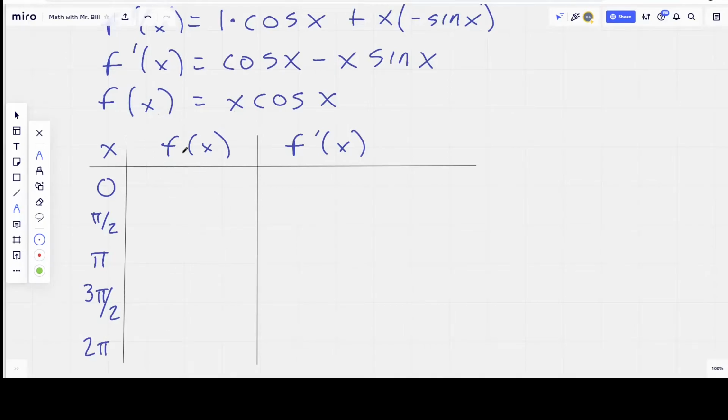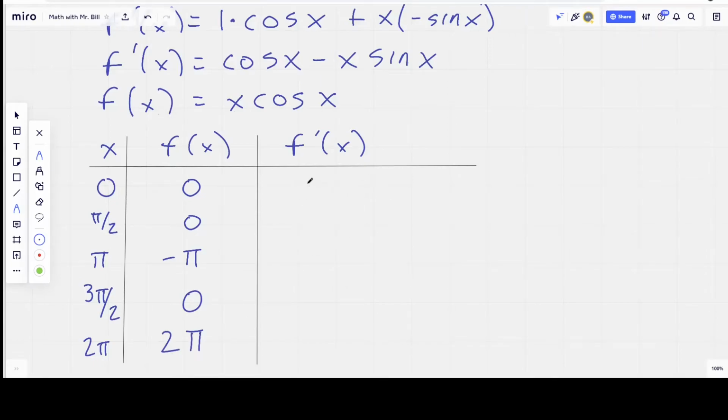So if I plug 0 in to f of x, well, I get 0 times cosine. So it doesn't matter what cosine is, it's just going to be 0. If I plug pi over 2 in, well, cosine of pi over 2 is also 0. So that's just going to give me 0 as well. If I plug in pi, though, cosine of pi is negative 1. So the function value is going to be negative pi. If I plug in 3 pi over 2, well, cosine of 3 pi over 2 is 0 again. And if I plug in 2 pi, well, the cosine of 2 pi is 1. And so 2 pi times 1 is just going to give me 2 pi.